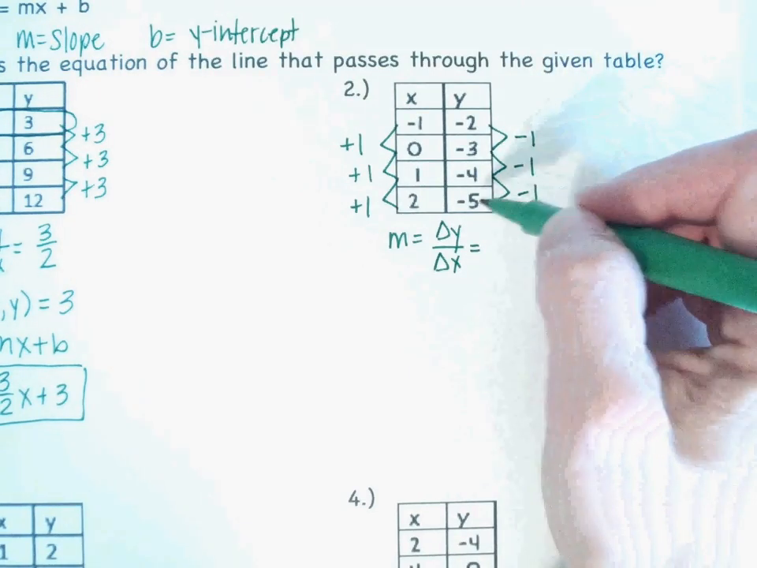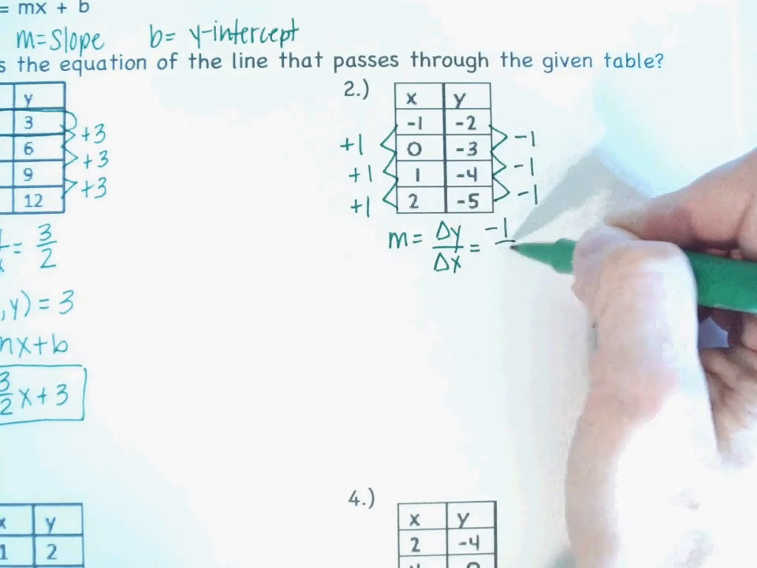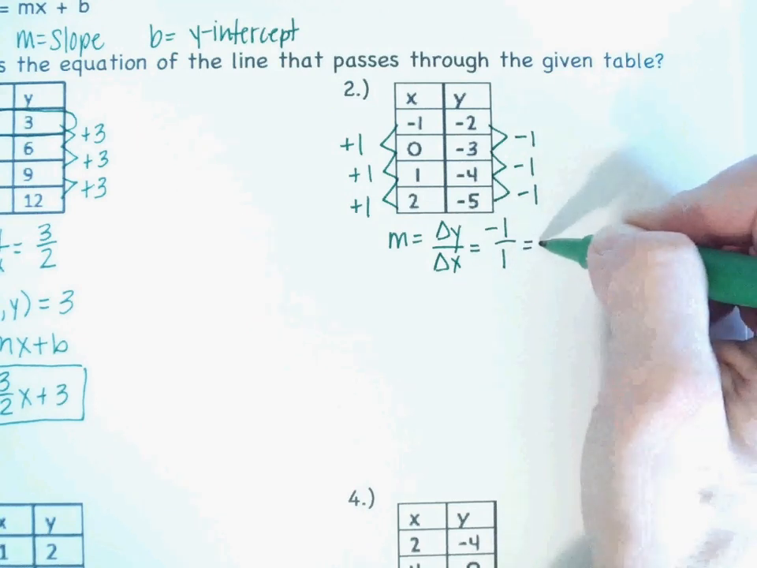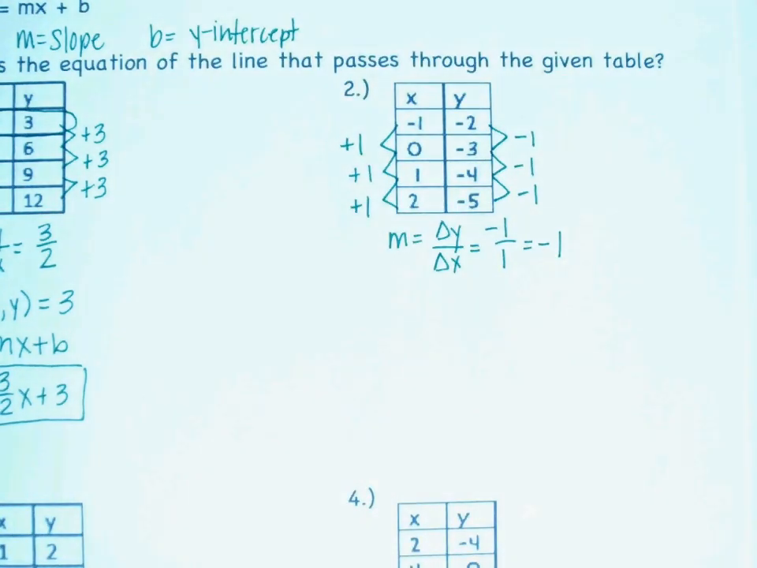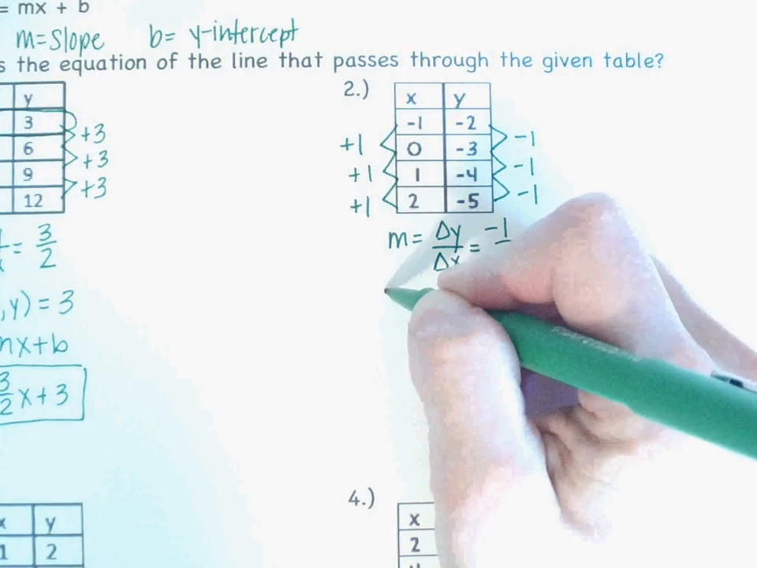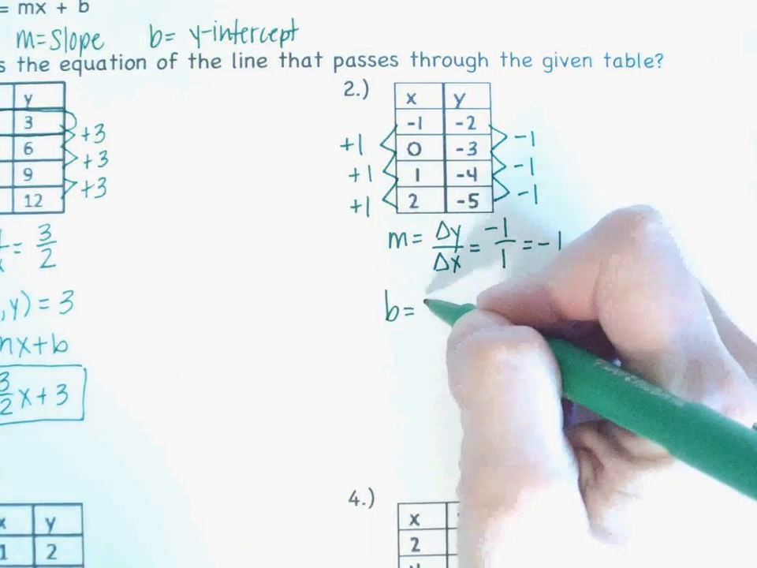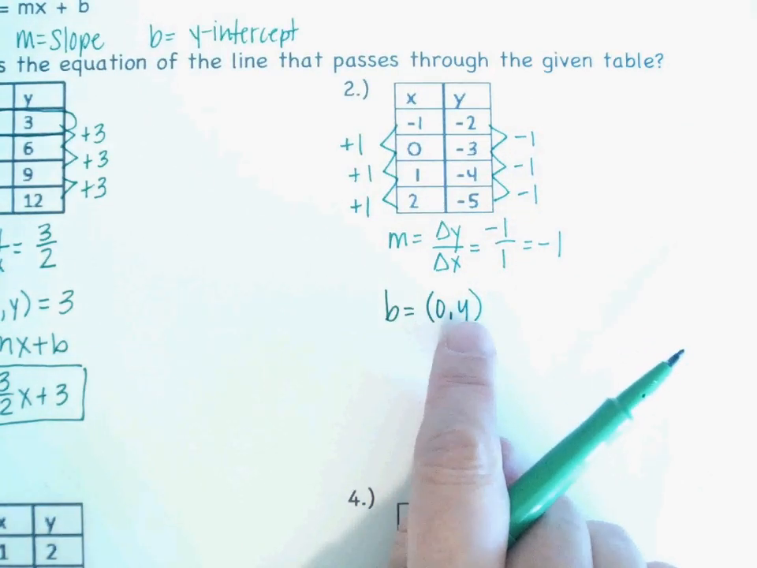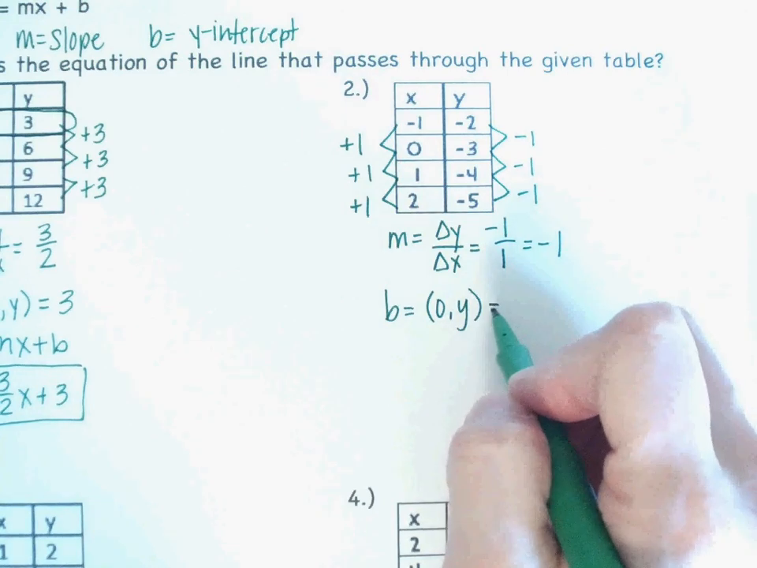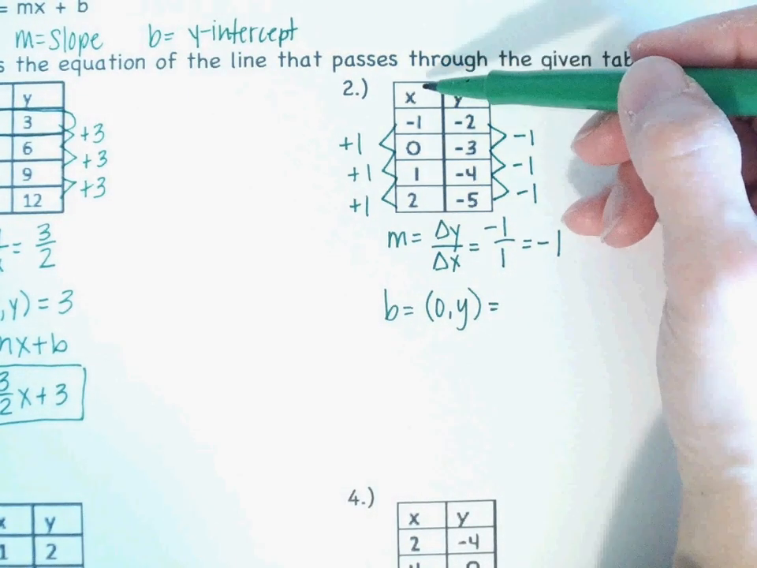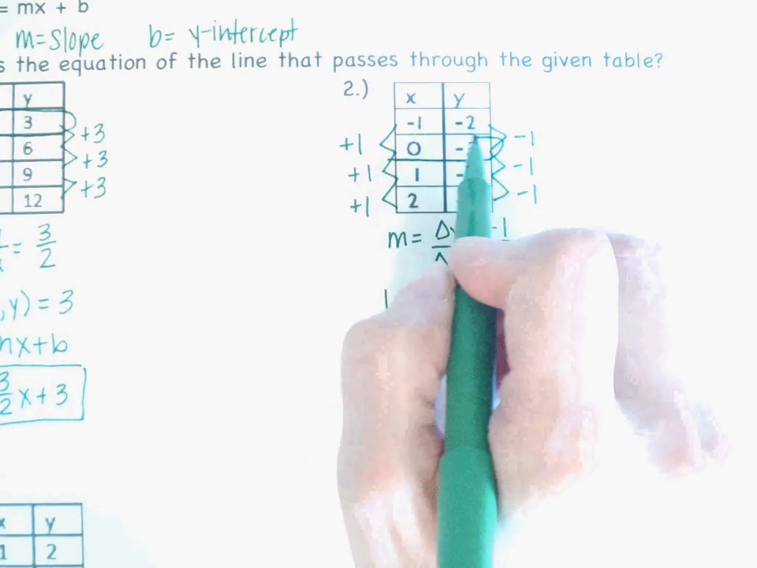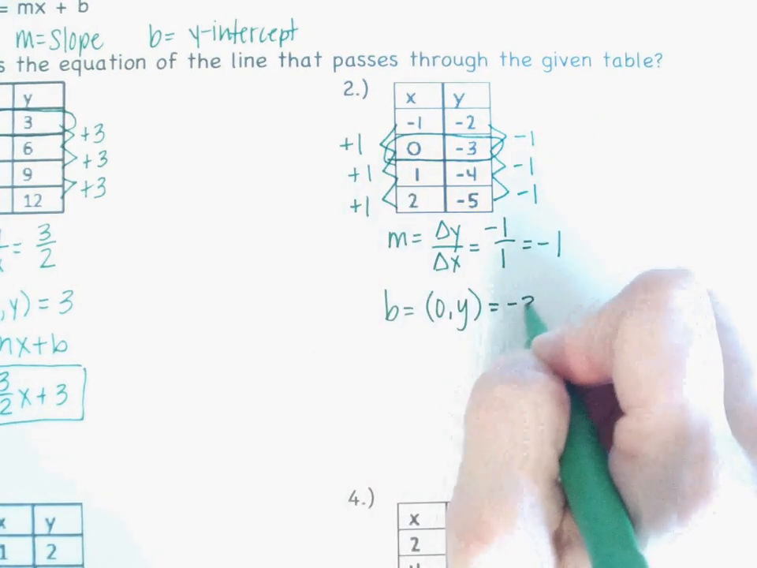The slope, remember, it's y over x, so -1 over 1. We can leave it like this, or I can rewrite it and have it simplified as just -1 as a whole number. Either way is fine. The next thing we're going to do is find b. Remember b, when x is 0, what is y? So I'm going to look in my table. When x is 0, my y is -3. So I have -3.